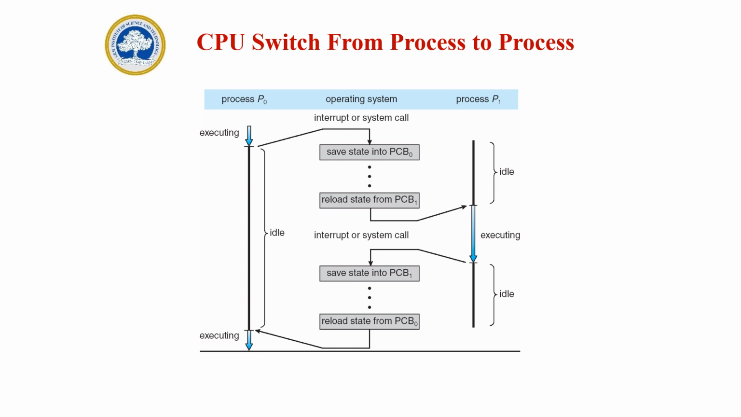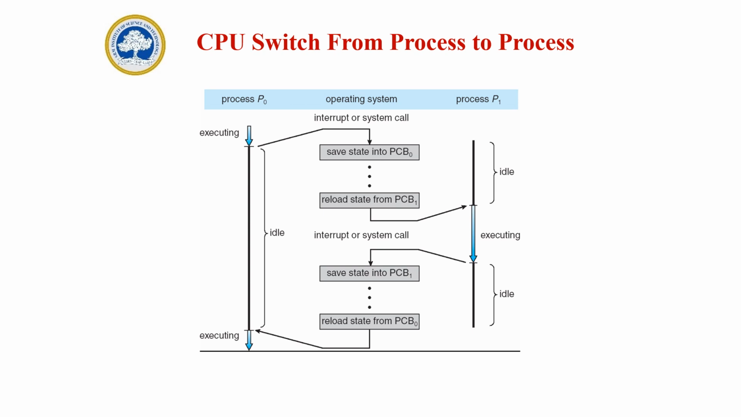Okay, so at that time, the process P1 comes with the highest priority. So what will happen? The PCB state will be saved. Okay, and once the state is saved, what will happen? The process, that is process P1, will start its execution. So it reloads the state from PCB1.